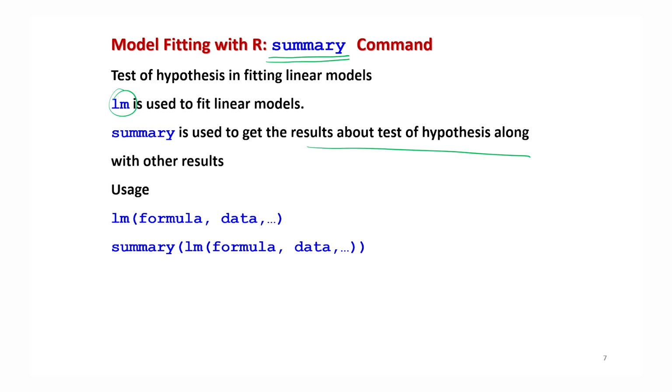So your command to find the linear model was lm, then formula, and then data, etc. Now we are simply going to find the summary of this command. So summary of this expression will give us some output, and we have to understand how to interpret it.